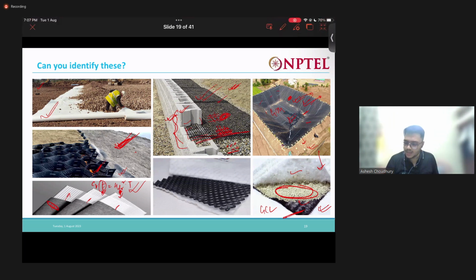Okay, and what is this thing here, the last image, at the center?